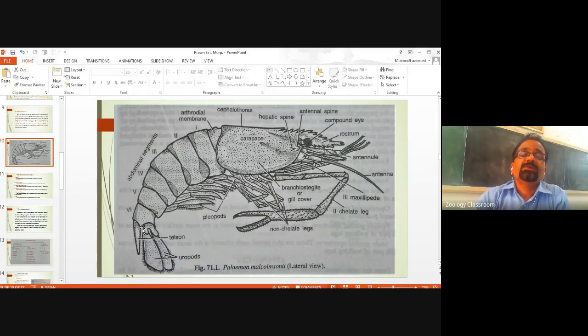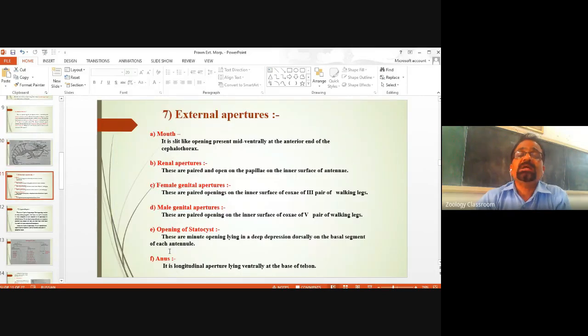Okay. So at the base of this tailson, on the ventral side, the opening is of the anus. So mouth, renal apertures, female genital, male genital, opening of statocyst and anus. These are the apertures present on the body.